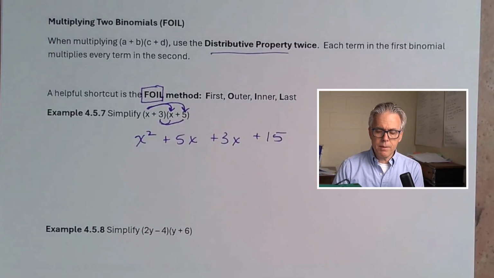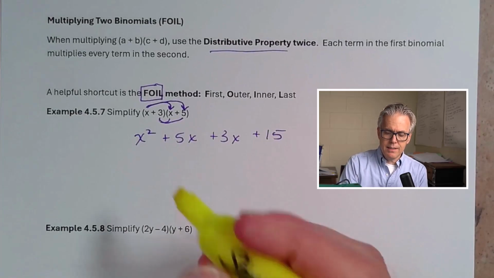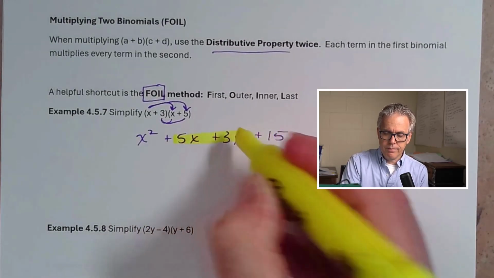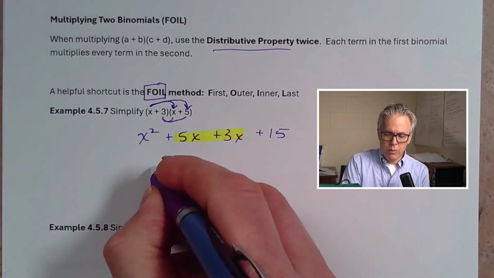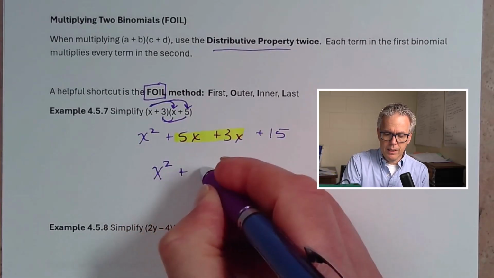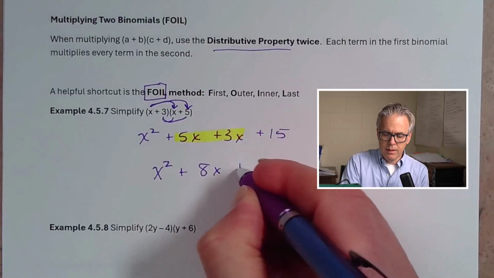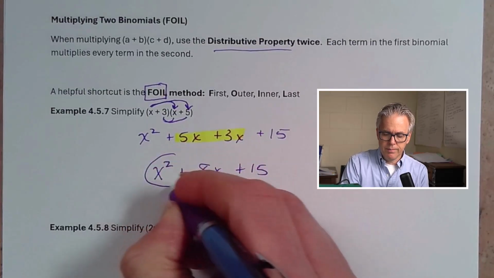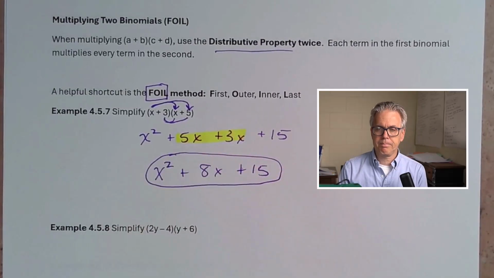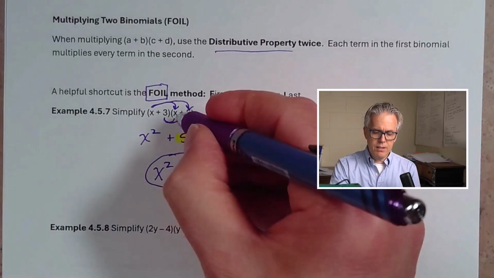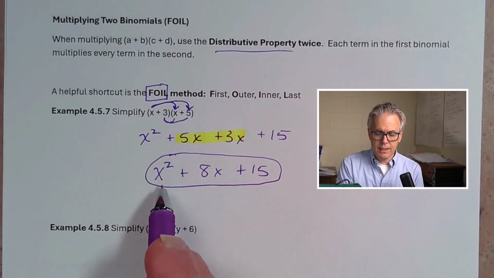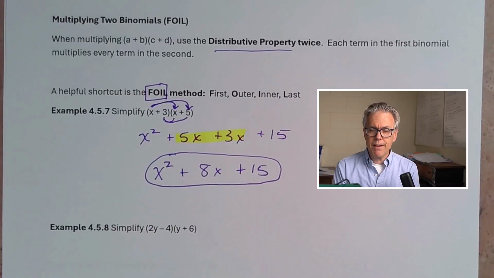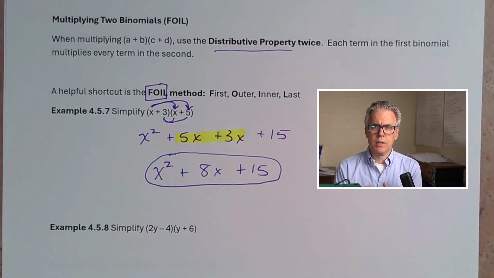Now, you will often be able to combine these middle terms. And we can here. So we'll have x squared plus 8x plus 15. So these two are equivalent. x plus 3 times x plus 5 is the same thing as x squared plus 8x plus 15. If you were to graph those, if you were to evaluate those, you would get the same answers.